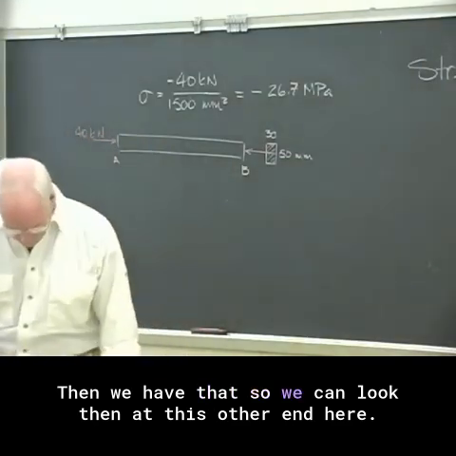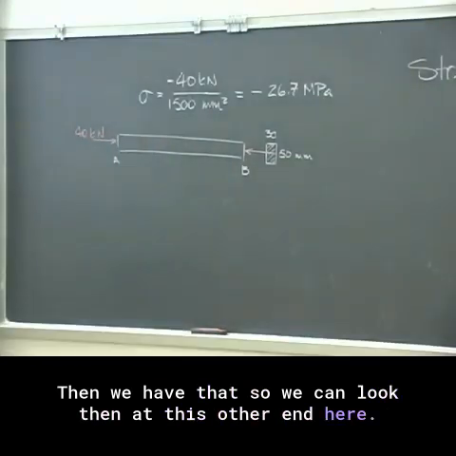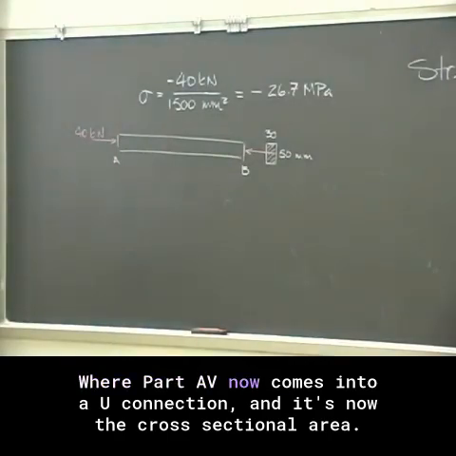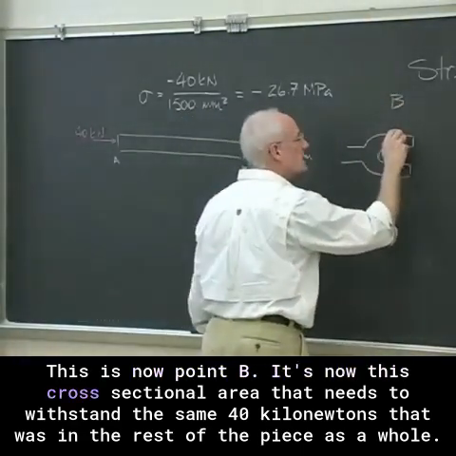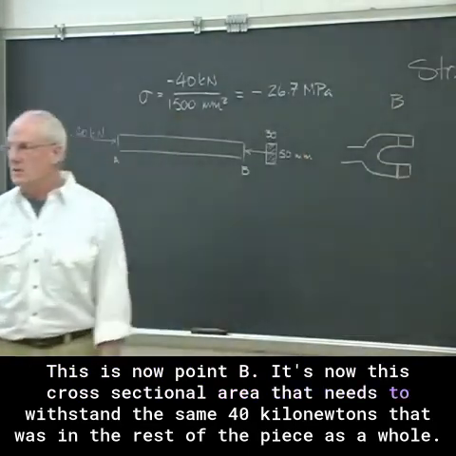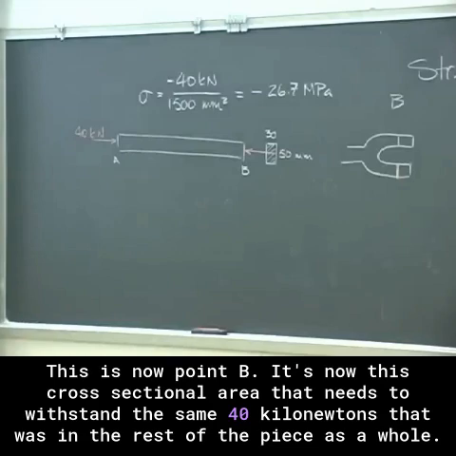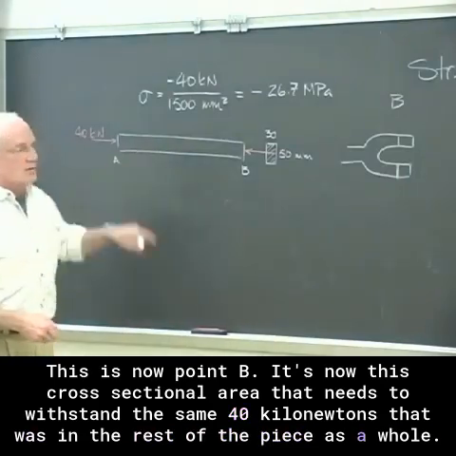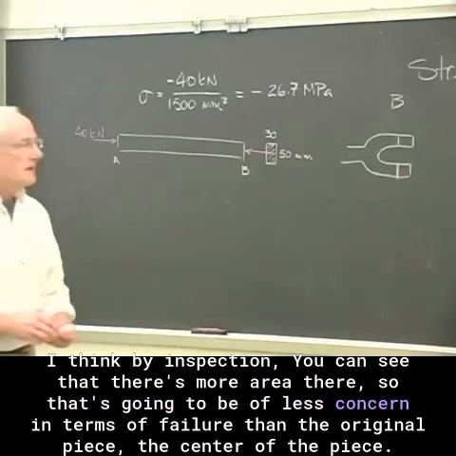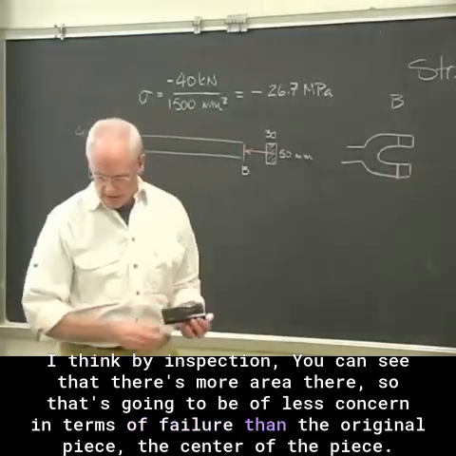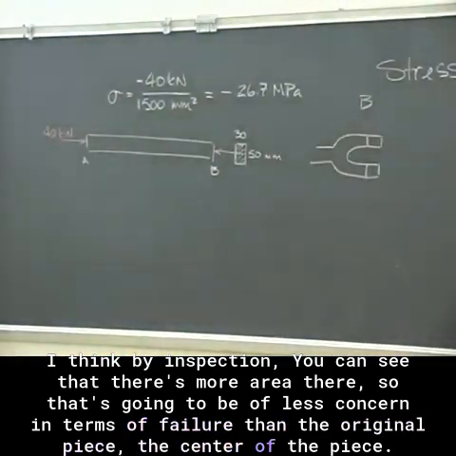Then we can look at this other end here, where part AB now comes into a U connection, and it's now the cross-sectional area at point B that needs to withstand the same 40 kilonewtons that was in the rest of the piece as a whole. I think by inspection you can see that there's more area there, so that's going to be of less concern in terms of failure than the original piece, the center of the piece.